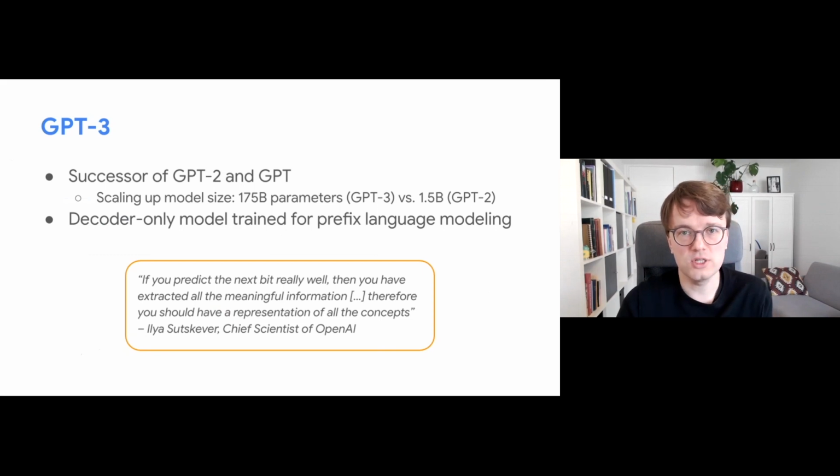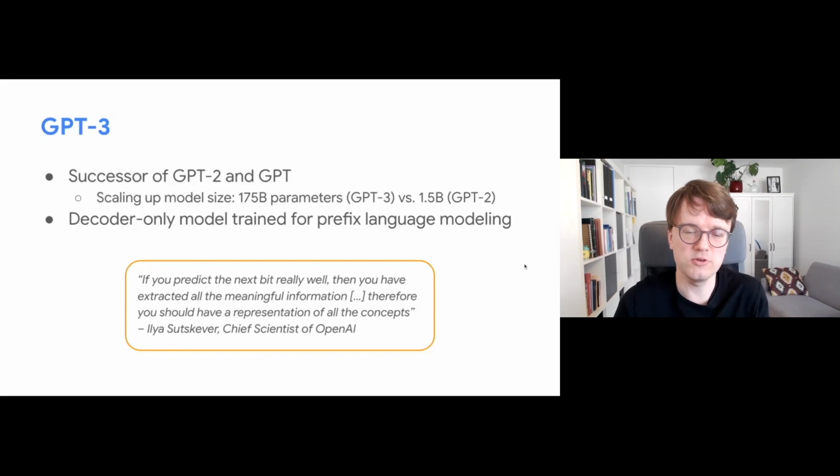Like I mentioned earlier, this is a decoder-only model, so there's no encoder stack. Whatever input text you want to condition on, you use it as a prefix that's fed to your decoder and then just continue predicting from this prefix.